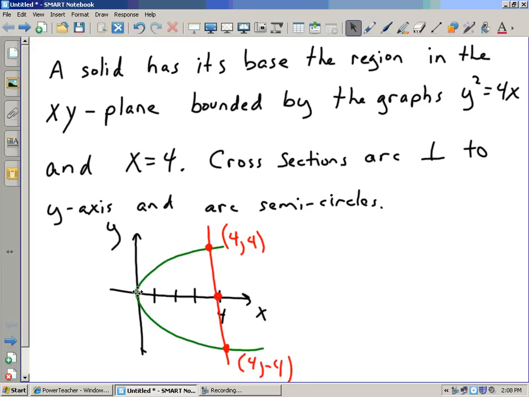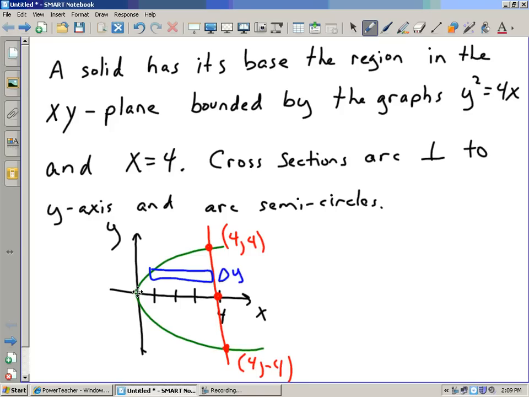Okay, so our cross sections are perpendicular to the y-axis. So let's draw in our fundamental rectangle, perpendicular to the y-axis. Because it's a horizontal fundamental rectangle, we know that that has to be a delta y. So in visualizing this, we're visualizing a semicircle coming out towards us with its diameter located as a fundamental rectangle.